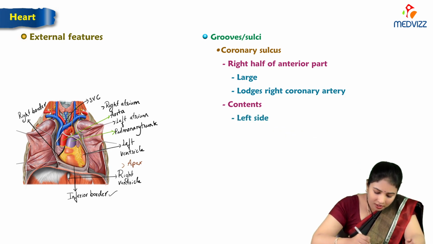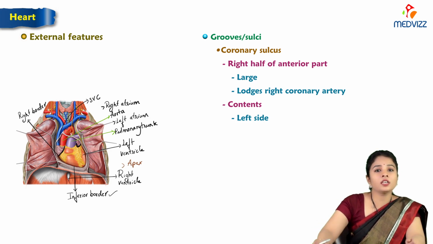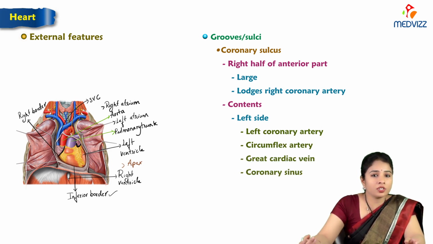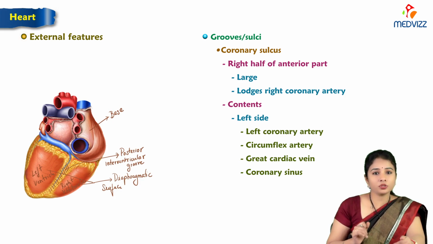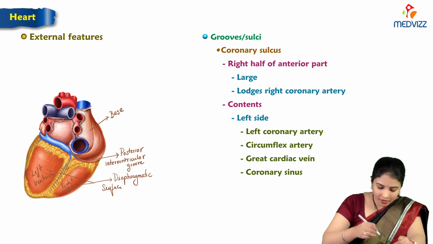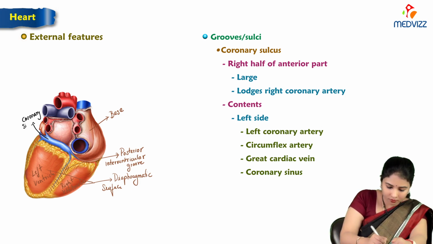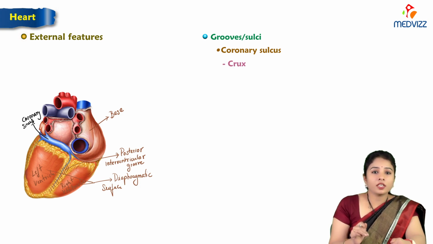On the left side, between the left atrium and the left ventricle, is a small sulcus, and it contains the left coronary artery, which immediately divides into the circumflex artery and the anterior descending artery. We can also see the circumflex artery in the left coronary sulcus, the great cardiac vein, and the coronary sinus on the posterior aspect. So here is the inferior and posterior side of the heart, where we can appreciate the coronary sinus and also the crux of the heart.